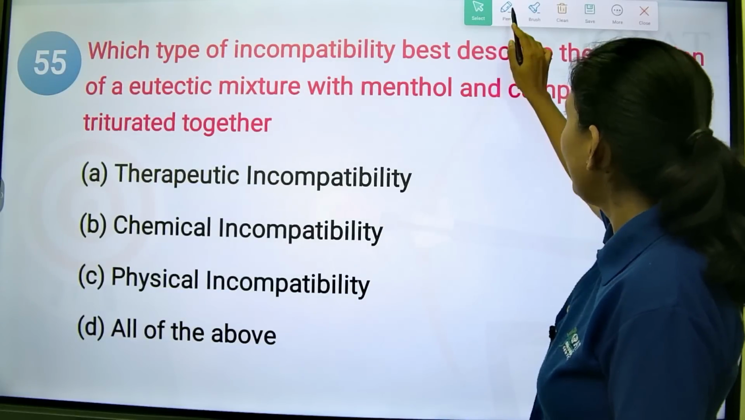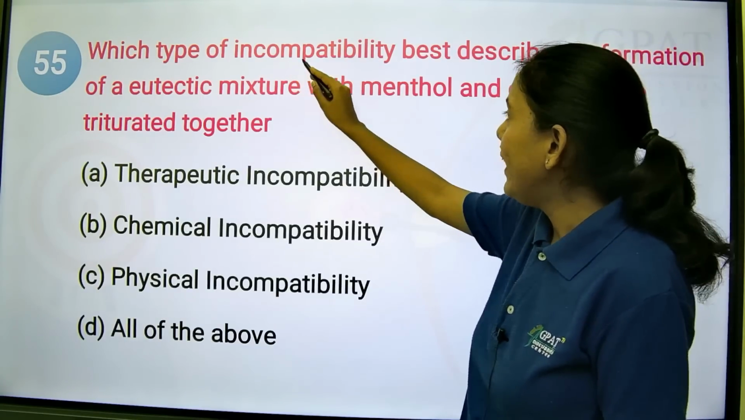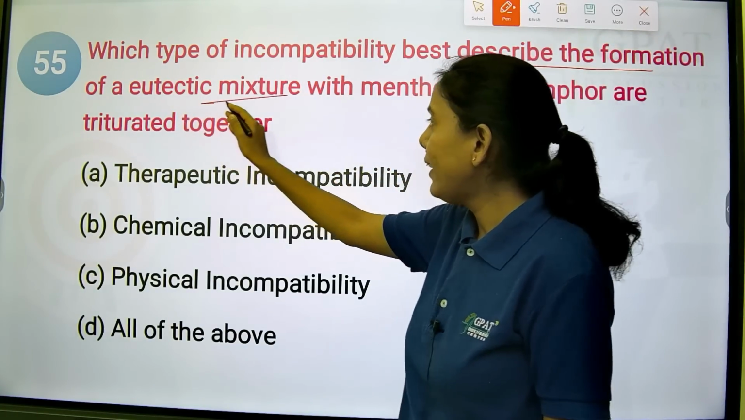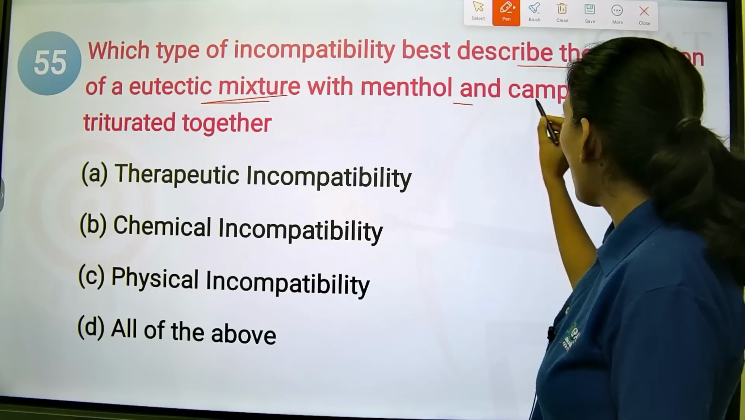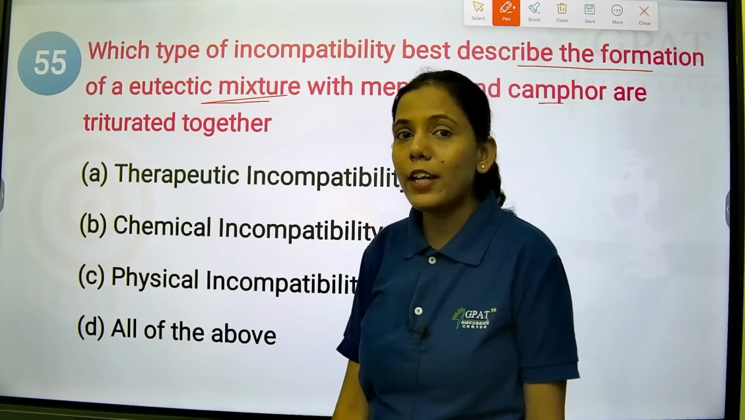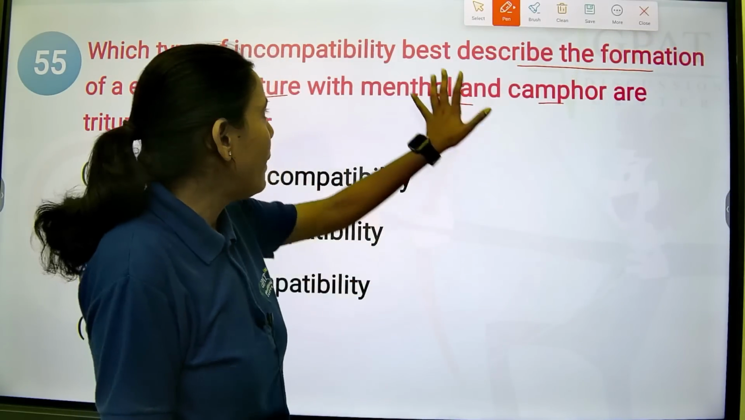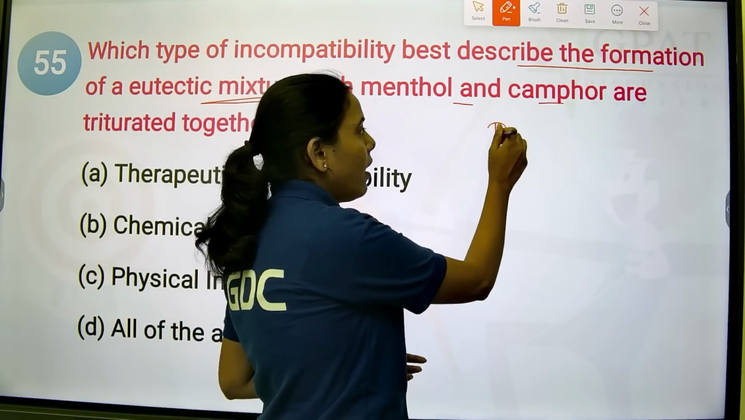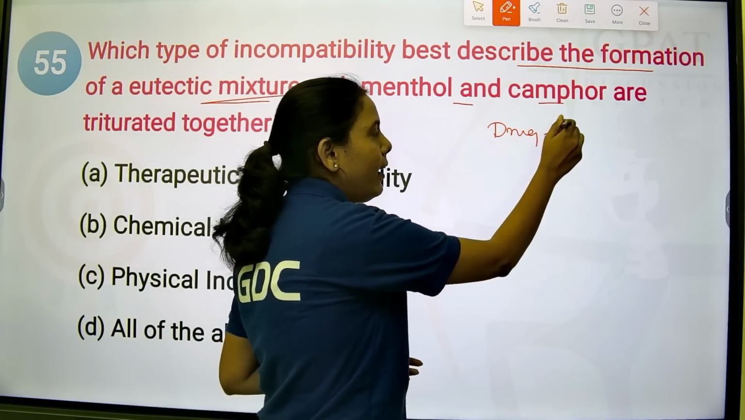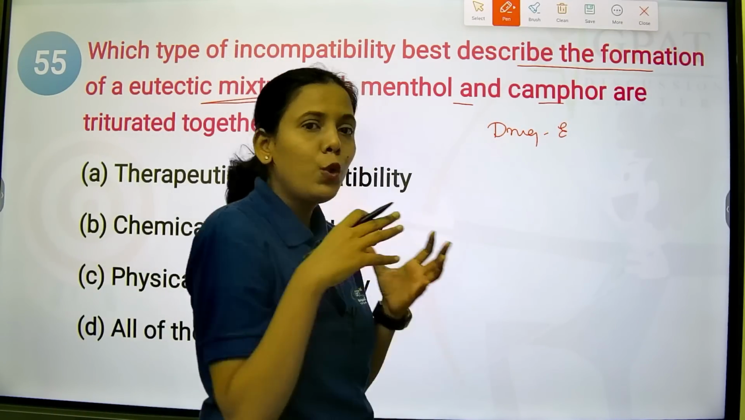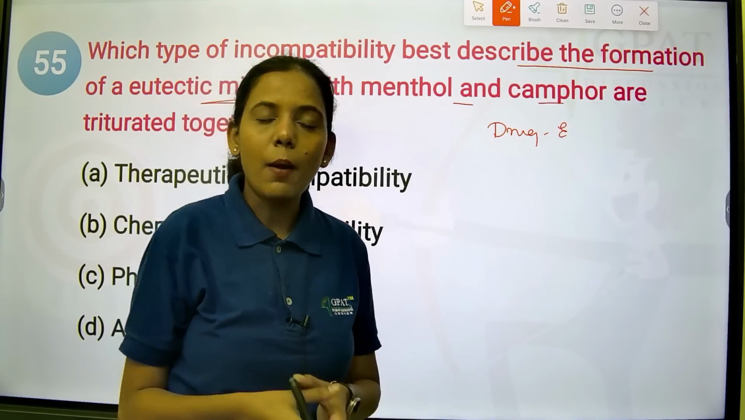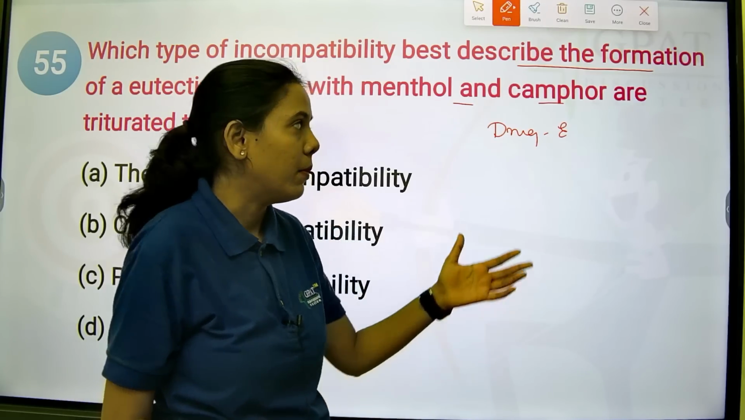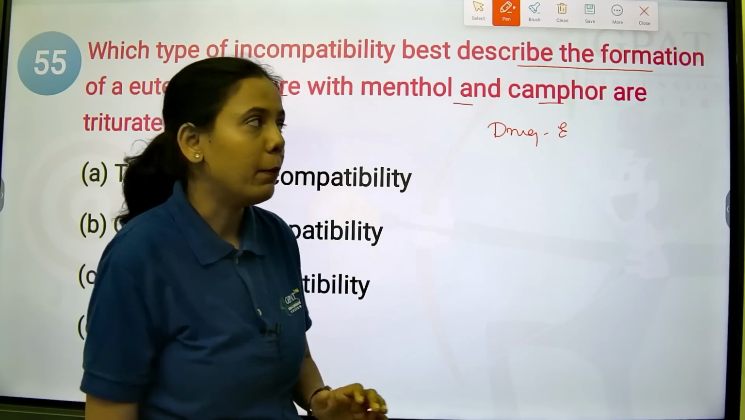The next question is, which type of incompatibility best describes the formation of eutectic mixture with menthol and camphor when they are triturated together? Incompatibility means, for example, drug excipient incompatibility, right? That means when two materials or two substances come together, there will be some changes, and that change is unacceptable. So that comes under incompatibility.